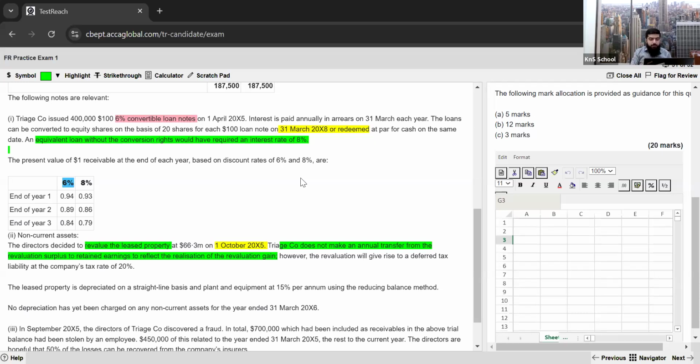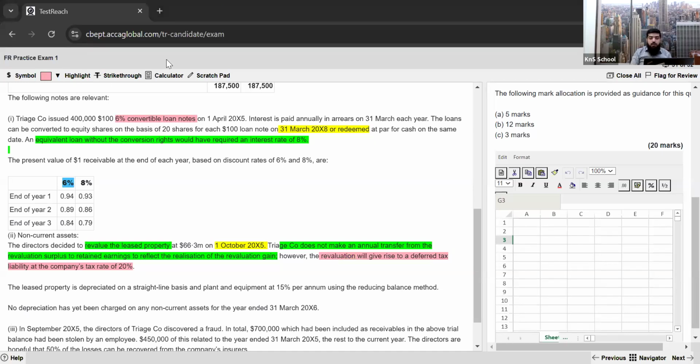Here, in this particular situation, it states that the company does not make an annual transfer. So we are not going to transfer annually. We are going to transfer at the time of derecognition. So far, there is no derecognition, so nothing to worry about this one. However, revaluation will give rise to a deferred tax liability at the rate of 20%. Yes, here IAS 12, that is deferred tax.